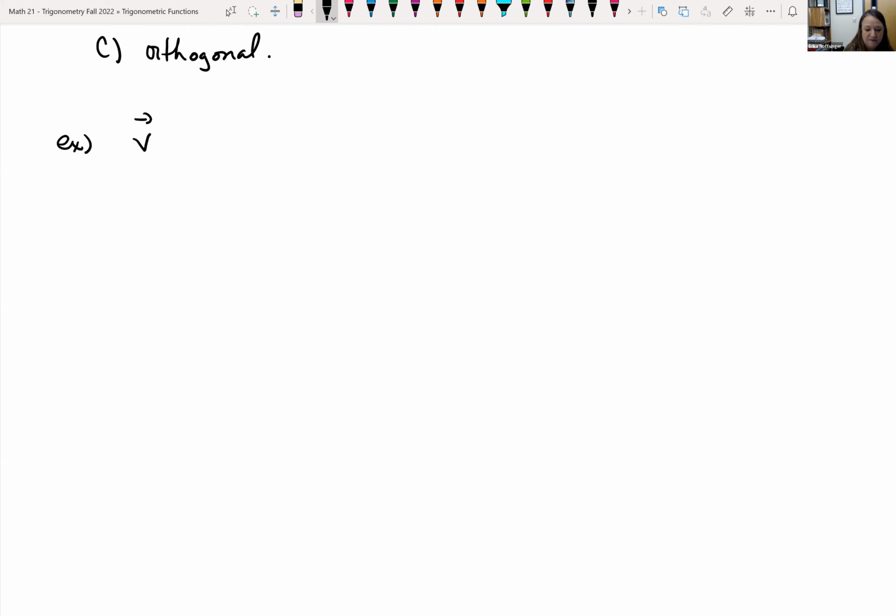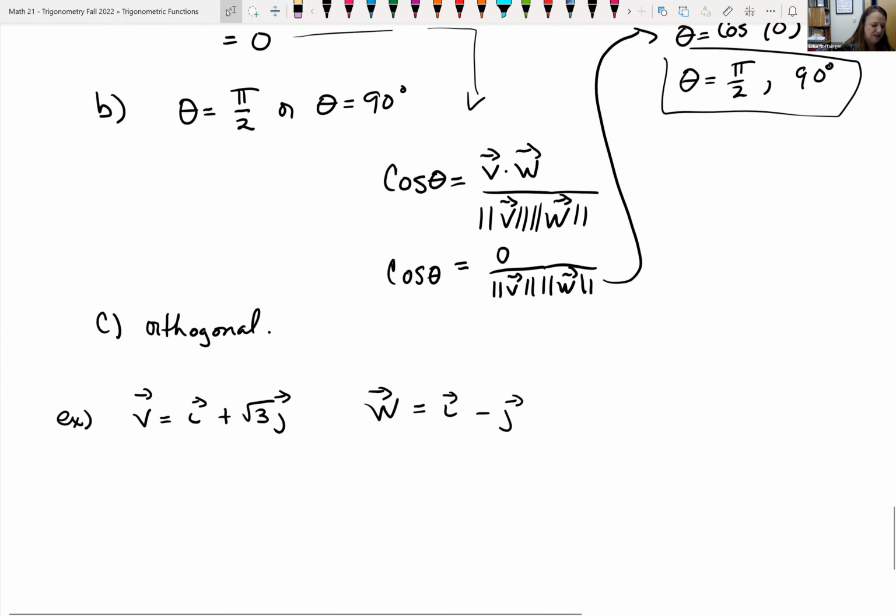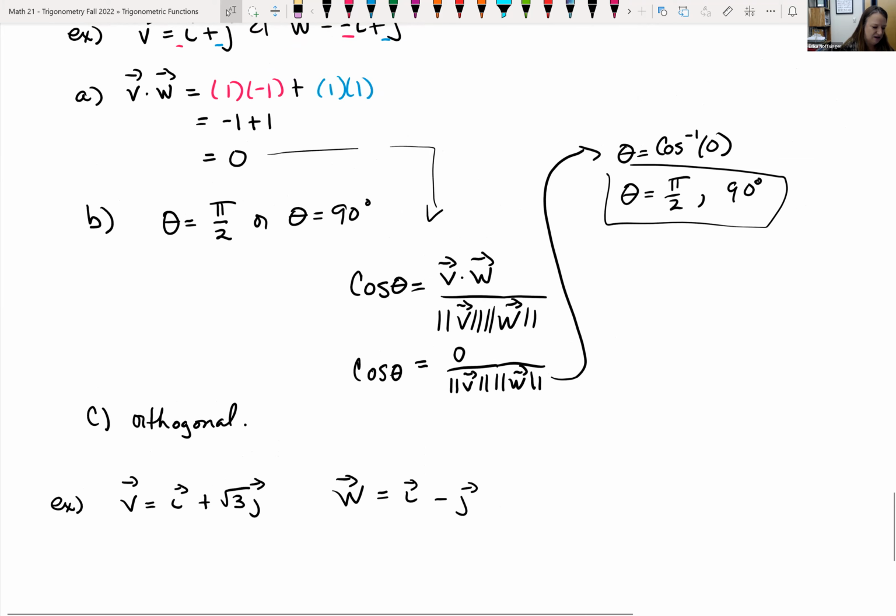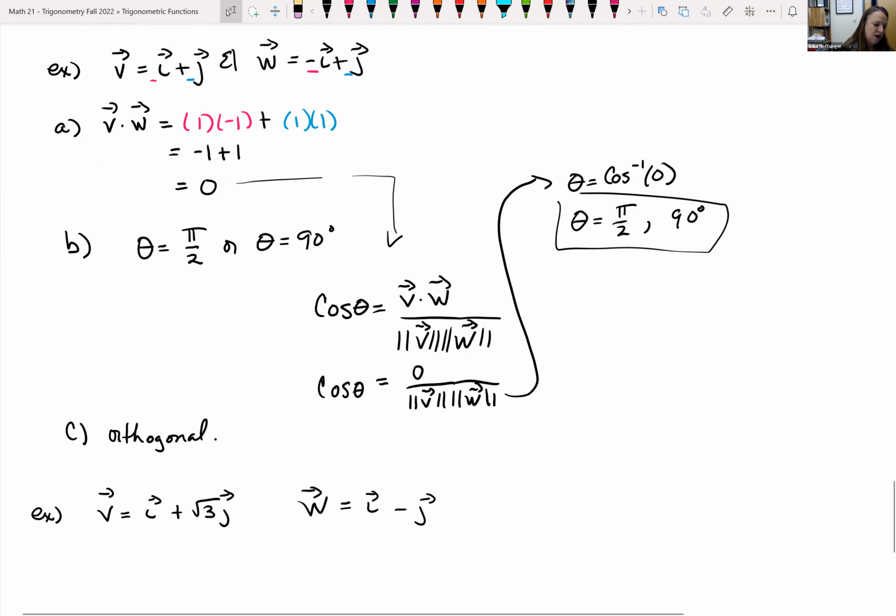So if we have vector V equal to vector i plus root 3 vector j, and let's say vector W is equal to i minus vector j. Before we do that, I'm sorry, let's go back to that other example. And just to get a review, let's look at graphing these vectors.